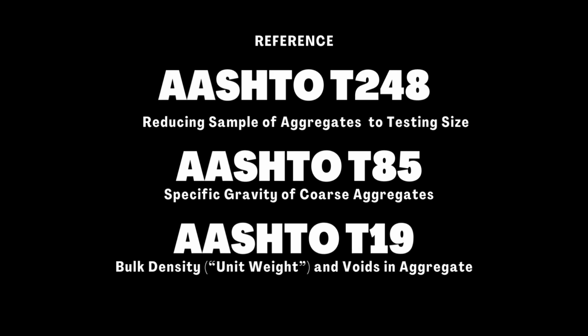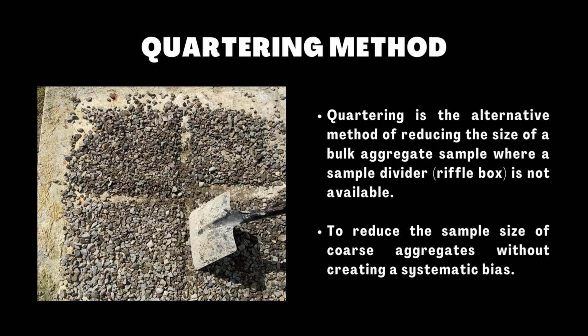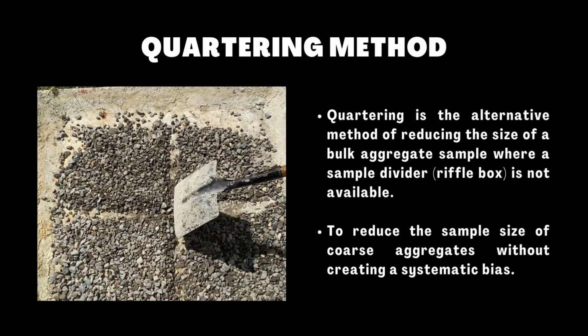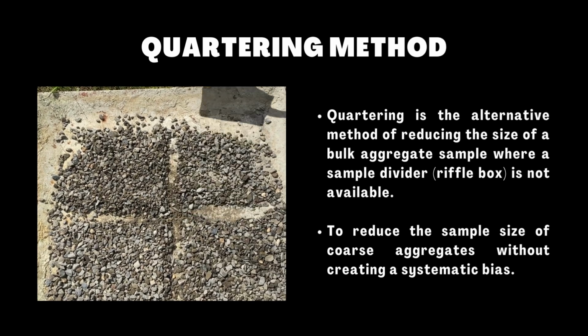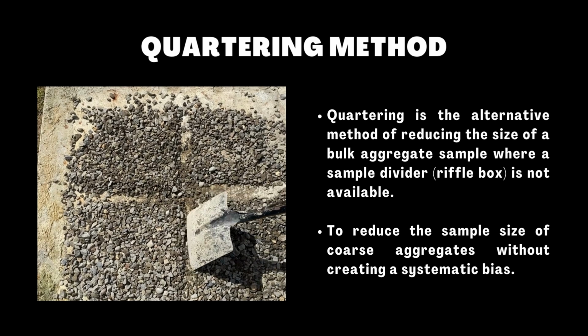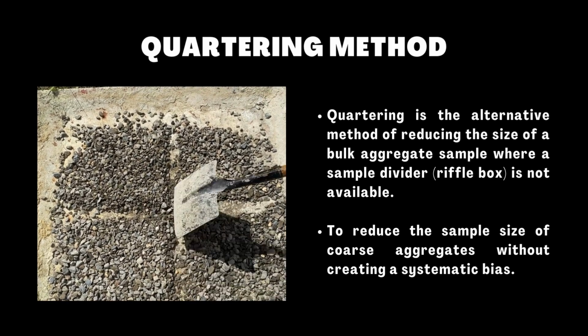Experiment procedures and specifications are in accordance with AASHTO T248, T85, and T19. The quartering method is an alternative method of reducing the size of a bulk aggregate sample where a sample divider or riffle box is not available. In this method, it reduces the sample size of a coarse aggregate without creating a systematic bias.